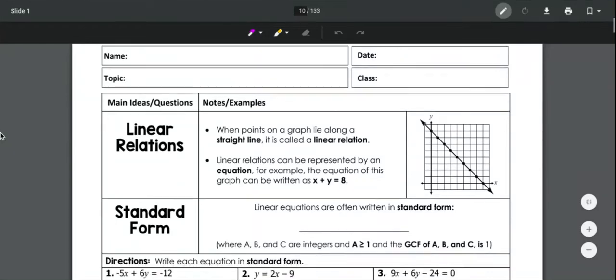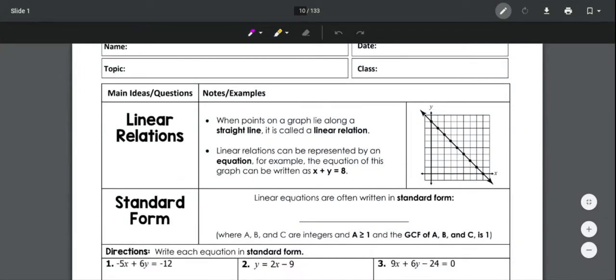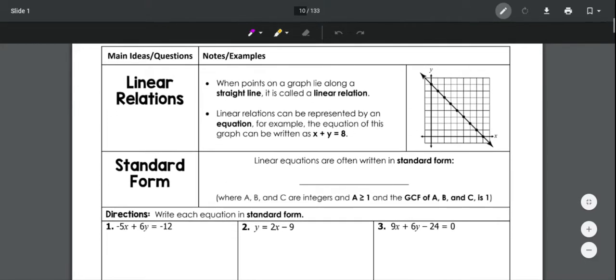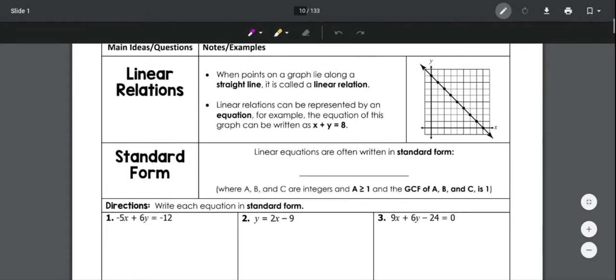In this video, we will be talking about linear relations. Then we'll be talking about standard form, slope-intercept form, slope, and then parallel and perpendicular lines. And so doing that will then lead us into doing some x and y intercept stuff. So I'm going to break this into two separate videos. So let's go ahead and get started on this one.